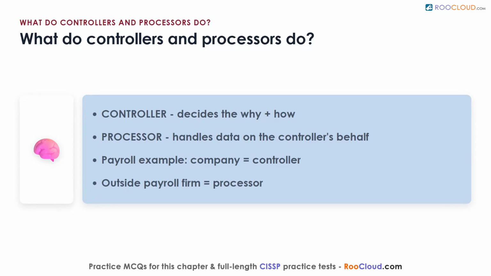What do data controllers and processors do? A controller decides the why and the how of using personal data. They set the purpose and the means, even if they never touch the data themselves. A processor is the outside party that actually handles the data on the controller's behalf. Imagine a company that runs payroll for its staff. That company is the controller, and the outside payroll firm it hires is the processor. The processor may only use the data for the job it was given, and nothing more.